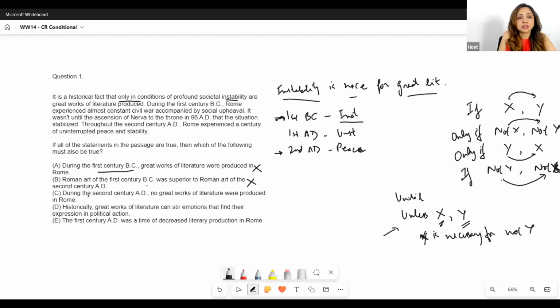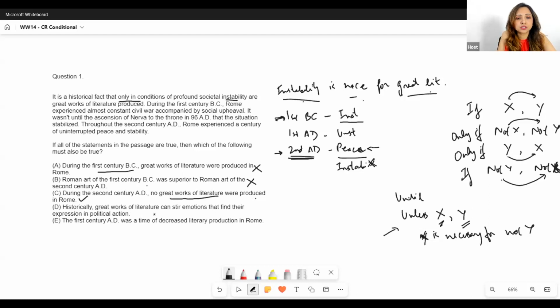Okay, see, during the second century AD, so now we're talking about this, no great works of literature were produced in Rome. This is correct. Why? Because during the second century AD, there was peace. They say that there was no instability. Instability is necessary for great literature. Because there was no instability, I can say that there were no great pieces of literature in the second century AD. So during the second century AD, no great works of literature were produced. This is correct. Yeah, this must be true, right? We'll still look at the other two options.